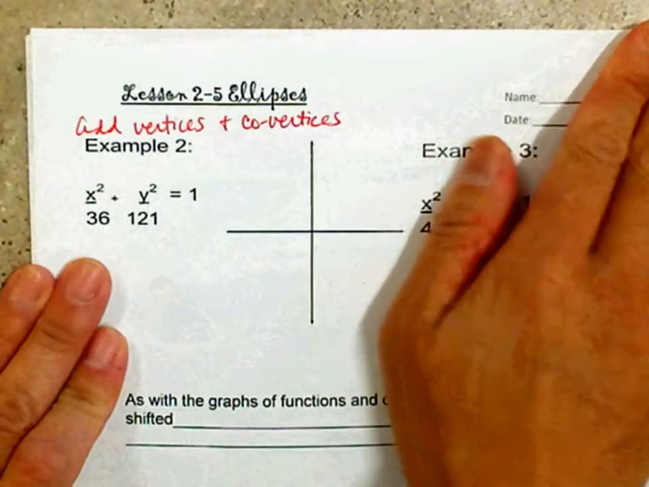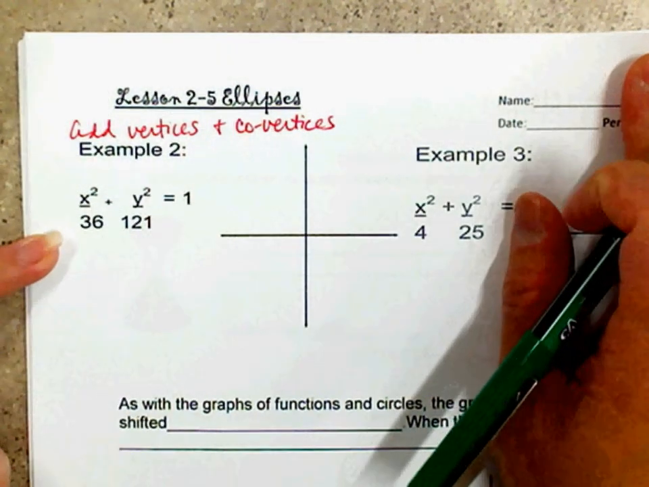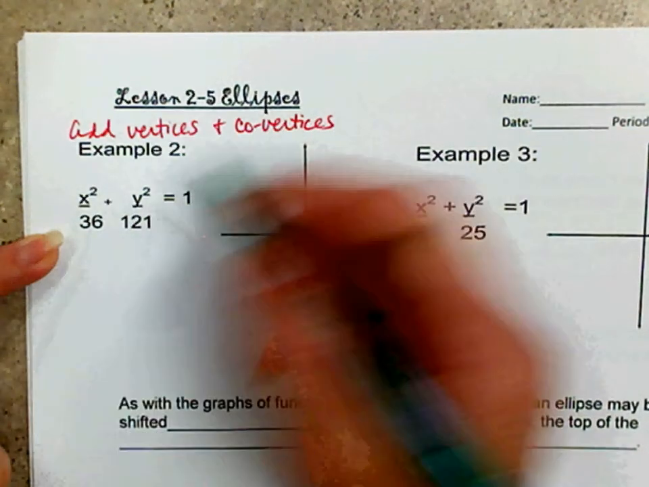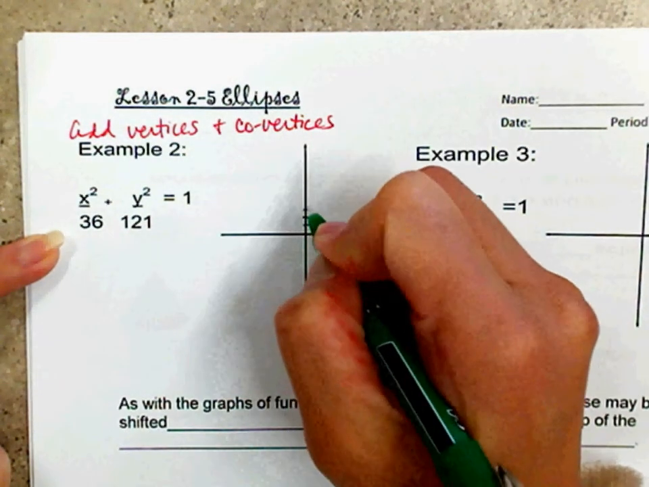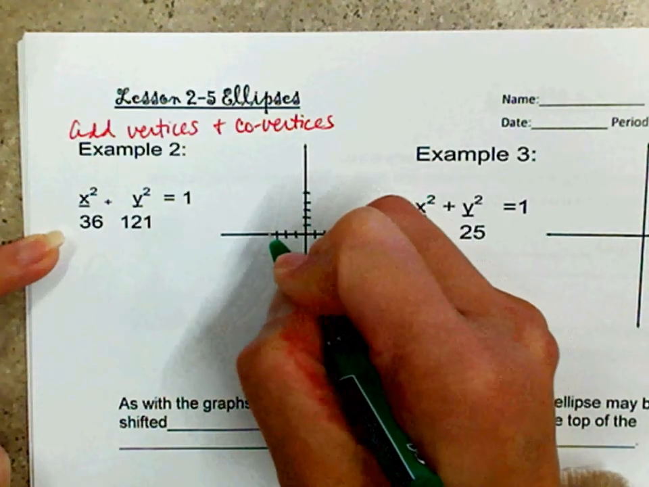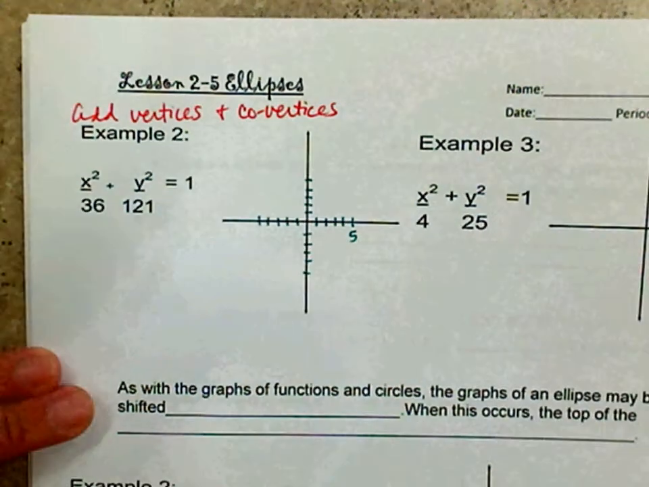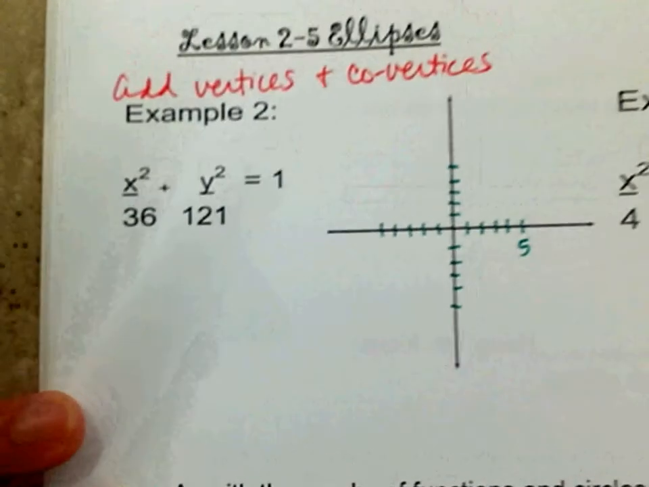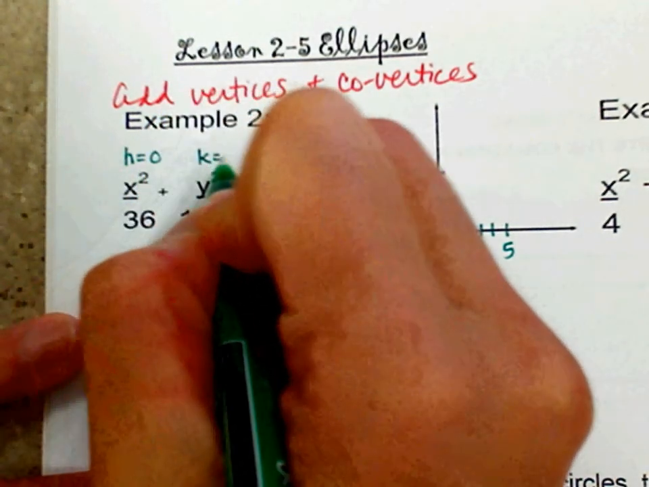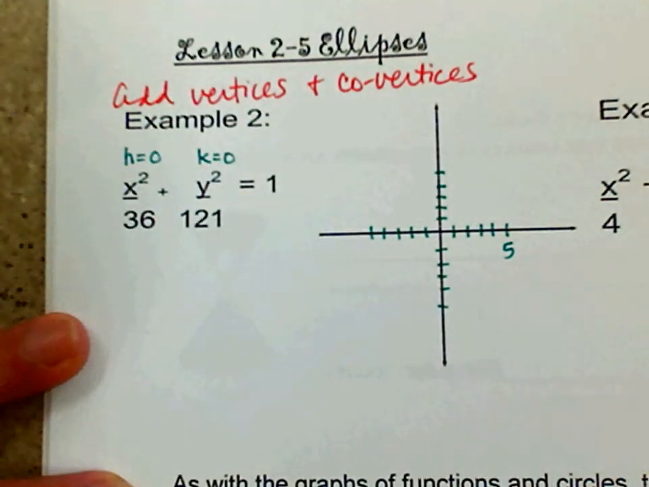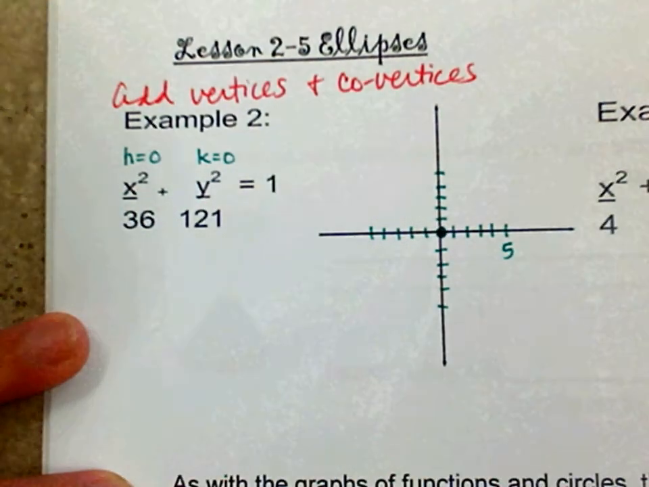That paper didn't print. Okay, so if I am going to graph this, let's go ahead and go 1, 2, 3, 4, 5 in each direction. All right. Make this a little bit bigger. There we go. Your center, notice your H and your K is 0 because you don't have an H and a K. So your center is 0. So I'm going to draw my center right there.